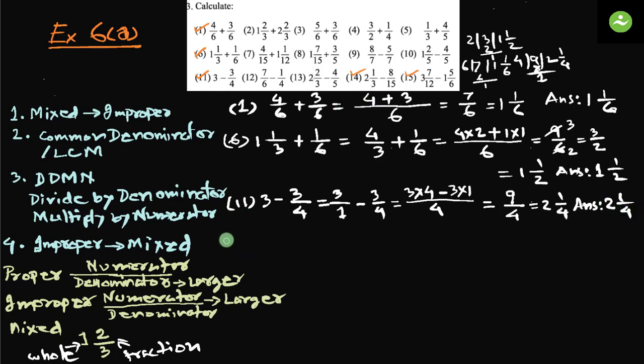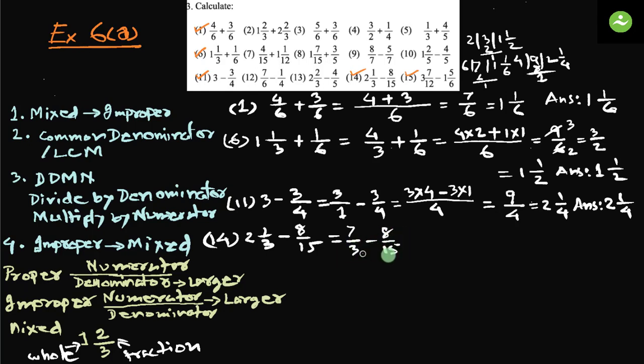Now number 14. 2 and 1/3 minus 8 over 15, or 8/15, whatever you say. So 8 over 15 equals to. So first thing first, mixed to improper. This is a mixed. We have to make it improper. 3 into 2 plus 1 means 7 over 3 minus 8 over 15.